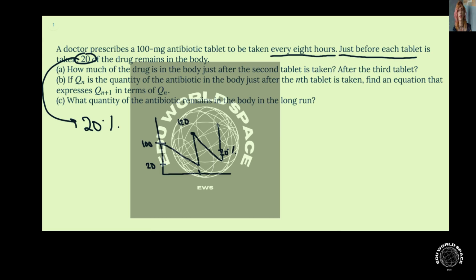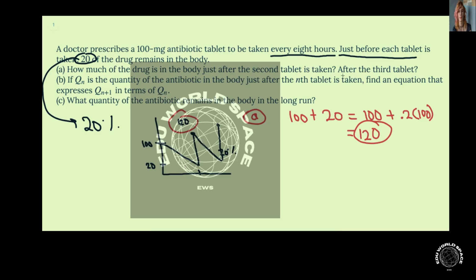So now, for part A: how much of the drug is in the body just after the second tablet is taken? When you take the first tablet, you have 100, and then you take your second tablet, and we see that we are at 120. So how did we get there? We just did 100 plus 20, but where did the 20 come from? The 20 came from taking 0.2 of the original 100. So the answer there will just be 120.